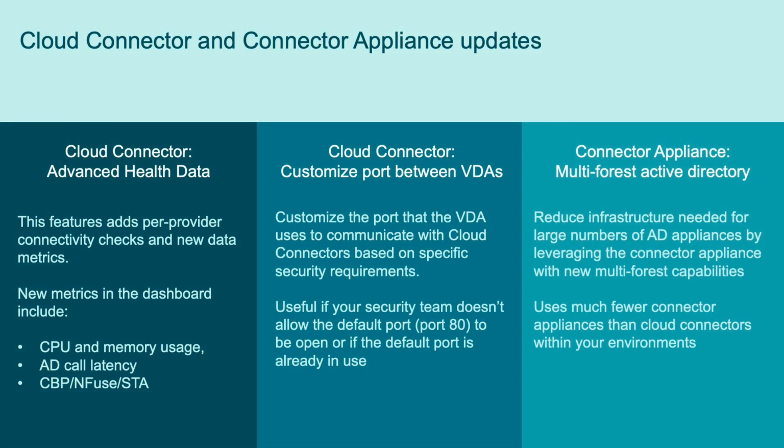We've also made some updates to Cloud Connectors, as well as the Connector Appliance offerings. Inside Cloud Connector, we've now added new health data inside the dashboard, so it's easier to tell if there's an issue with the services or load on the connector itself. This should help improve troubleshooting without leaving the connector dashboard. We're also allowing admins to specify the VDA communication port, as we've seen some security teams object to the use of port 80 here. And last but not least, on the Connector Appliance, we've enabled multi-forest Active Directory connections.